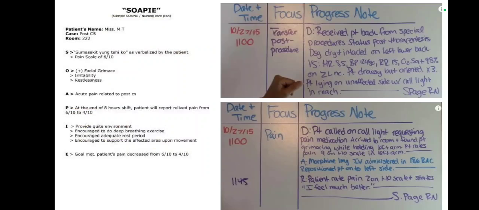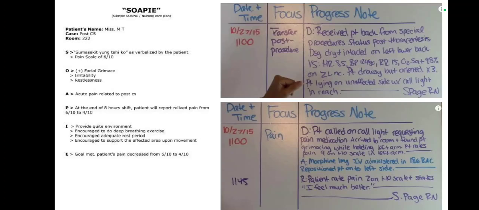So again, we have here a sample. We have the SOAPIE, with the patient's name. Do not forget the patient's profile: the name, the case number, the age of the patient, the address, the chief complaint, and the diagnosis. The S is the subjective, O is the objective data, A is your nursing diagnosis, then P, your goal or your plan, and then your interventions, and then E, the evaluation.